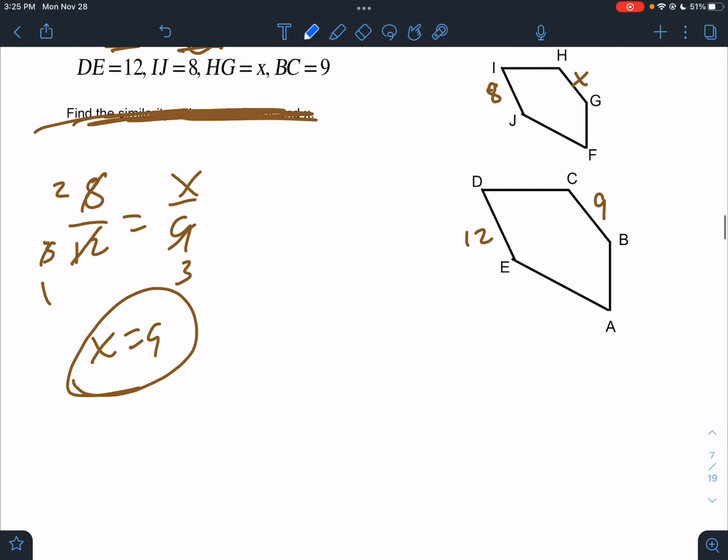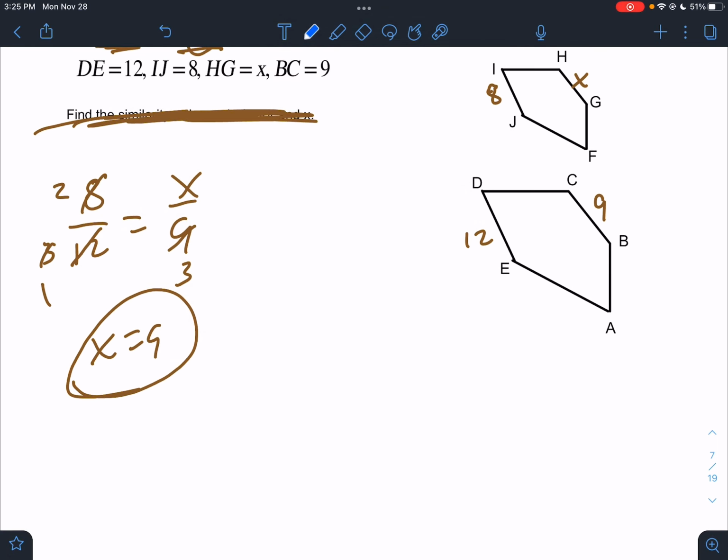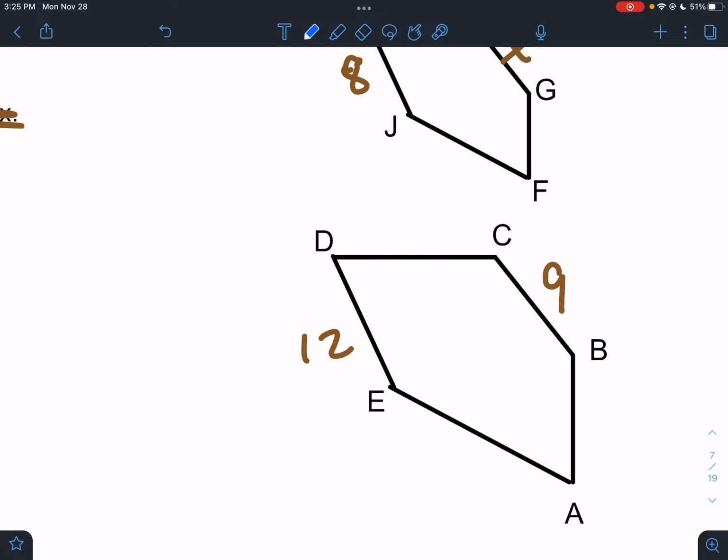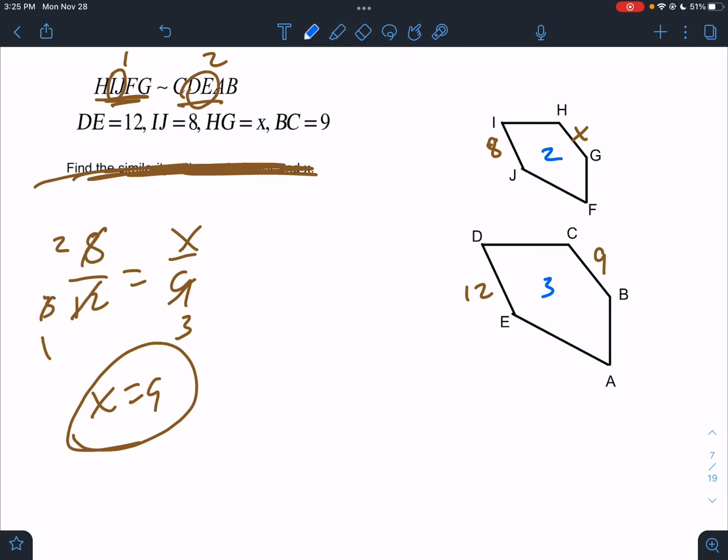How would you do the same thing with scale factor? So scale factor means you need to know what the ratio is. If it's 8 to 12, isn't that a ratio of 2 to 3? So what would I multiply by to get x? 9 times what equals x? Well, it's not times 3 halves. If I did 9 times 3 halves, my number is getting bigger, but I know x has to be smaller. What would you have to multiply by to get smaller? You'd have to multiply by 2/3.